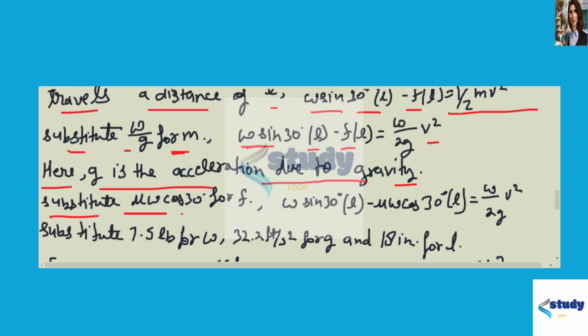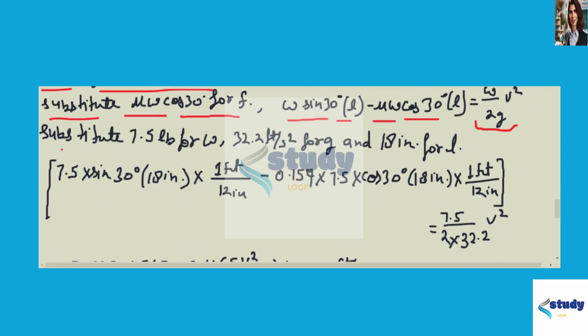Substitute mu W cos 30 degree for F. Then we get W sin 30 degree L minus mu W cos 30 degree L equals W by 2g v square. Now substitute 7.5 lb for W, 32.2 feet per second square for g and 18 inches for L. Then we get 7.5 multiplied by sin 30 degree multiplied by 18 inches multiplied by 1 feet per 12 inches minus 0.159 multiplied by 7.5 multiplied by cos 30 degree multiplied by 18 inches multiplied by 1 feet per 12 inches is equal to 7.5 divided by 2 multiplied by 32.2 v square.